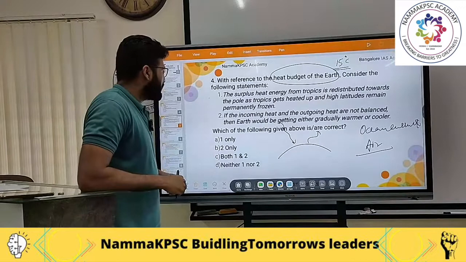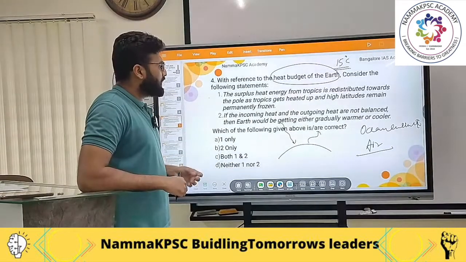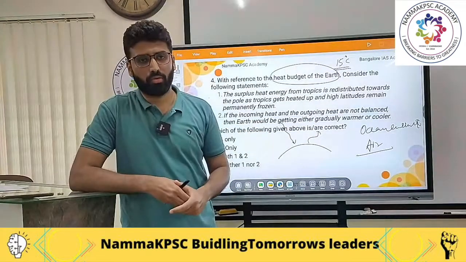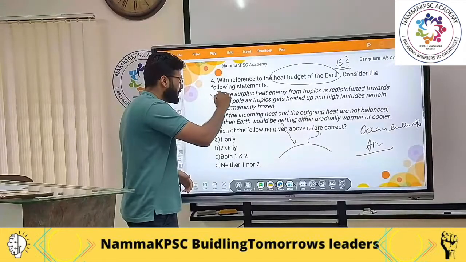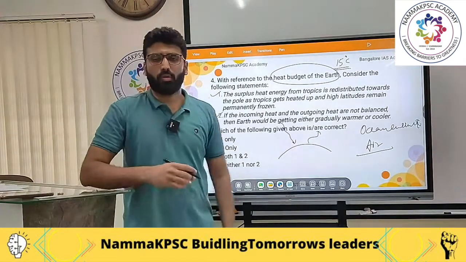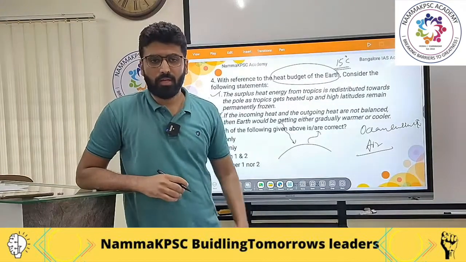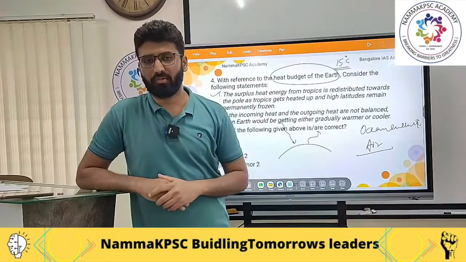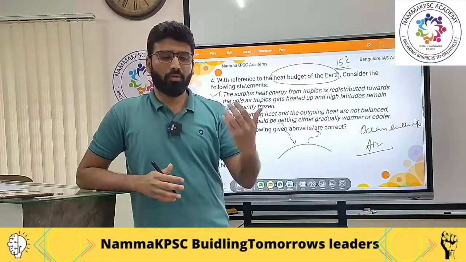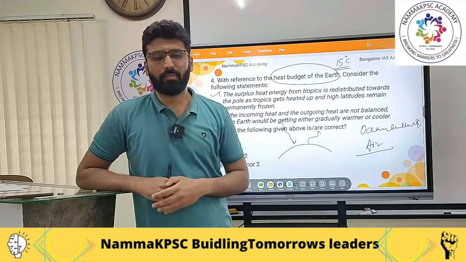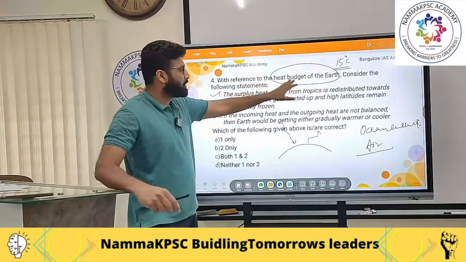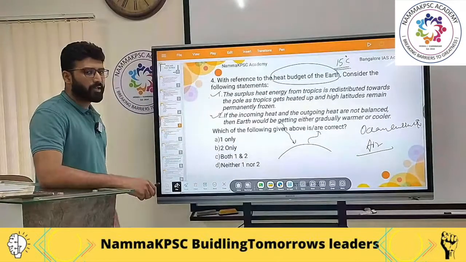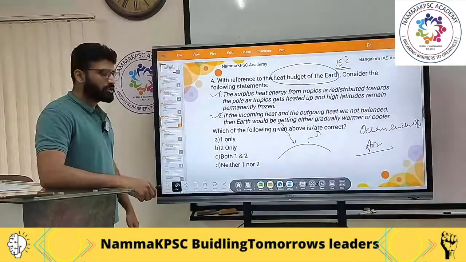The second statement says, if the incoming heat and the outgoing heat are not balanced, then Earth would be getting either gradually warmer or cooler. This is true. So first statement is true, second statement is also true based on what I have explained just now. Okay, so this heat balance is due to transfer of heat, distribution of heat within the Earth, and also loss of heat when compared to incoming solar radiation, which maintains the heat budget and average temperature about 15°C. Of course, today anthropogenic activities is disrupting this heat budget, but that's a different aspect.